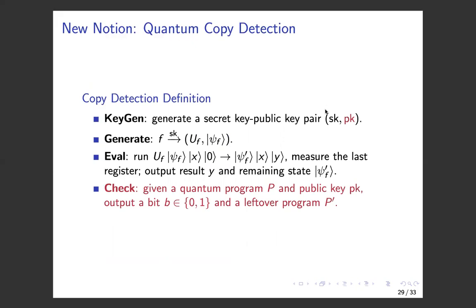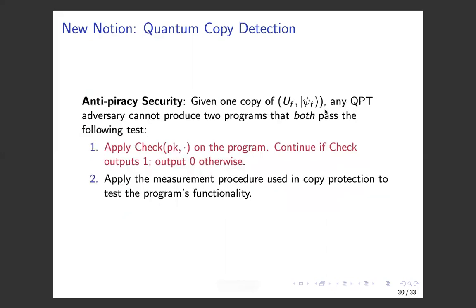So what's a copy detection? We also have almost the same algorithms as copy protection. We have this keygen, but the keygen also generates a public key along with the original secret key. And we have this check algorithm. In addition, this check algorithm takes in a quantum program and the public key we generated and outputs a bit b specifying whether the check algorithm thinks this program is pirated or not. And then also a leftover program after it does the check. Then when we test our anti-piracy, before we even test the functionality of the program, we apply this check using public key on the given programs and output 1, specifying that we think the program is actually authentic and 0 otherwise. If the program can't even pass check, we don't even have to test its functionality.